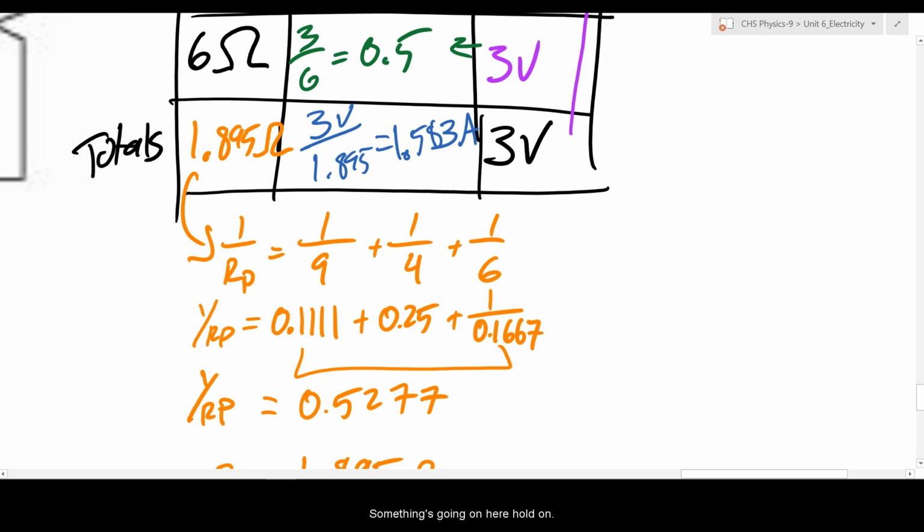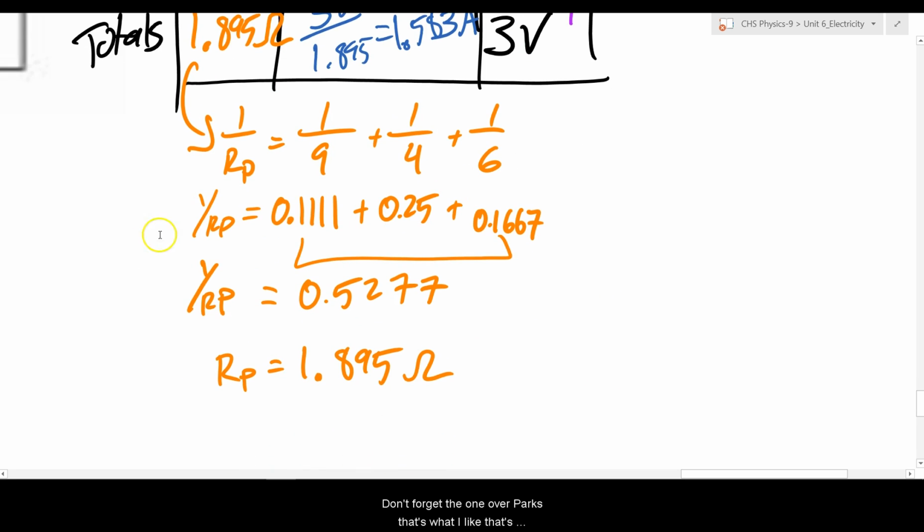Something's going on here. Hold on. Okay, I just wrote something wrong. I didn't do any of the math wrong. Okay, so added these together and I got 0.5277 equals 1 over RP. Don't forget the 1 over part, because that's what'll throw people off.